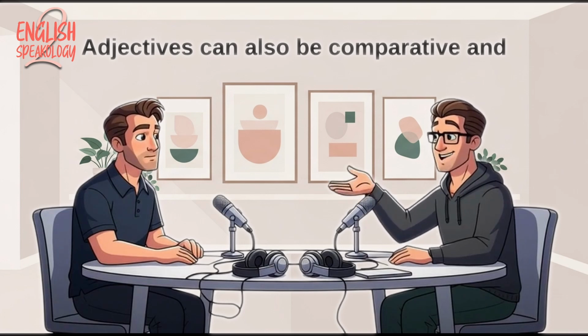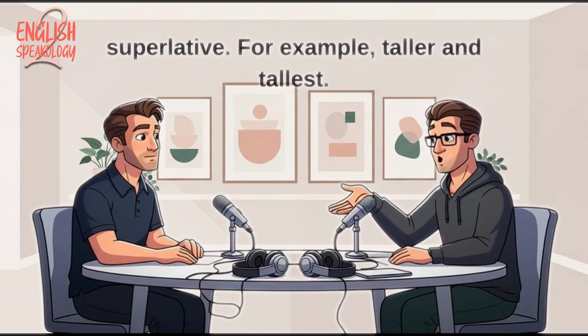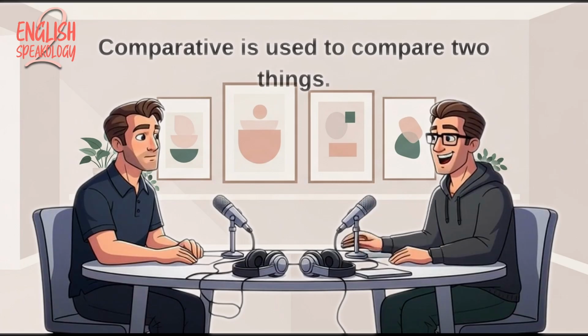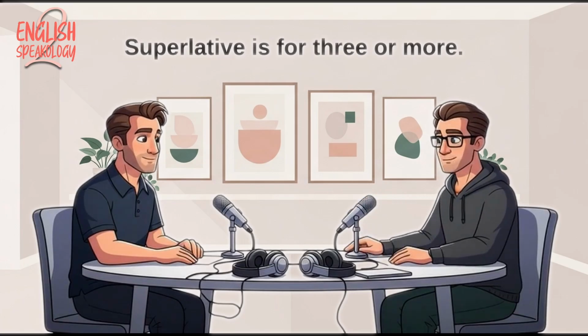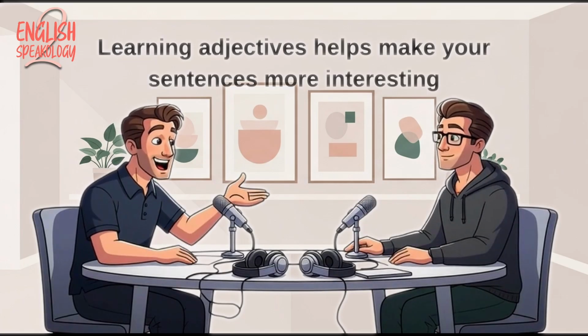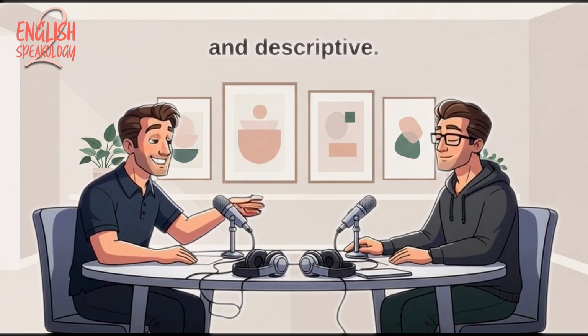Adjectives can also be comparative and superlative. For example, taller and tallest. Comparative is used to compare two things. Superlative is for 3 or more. Learning adjectives helps make your sentences more interesting and descriptive.